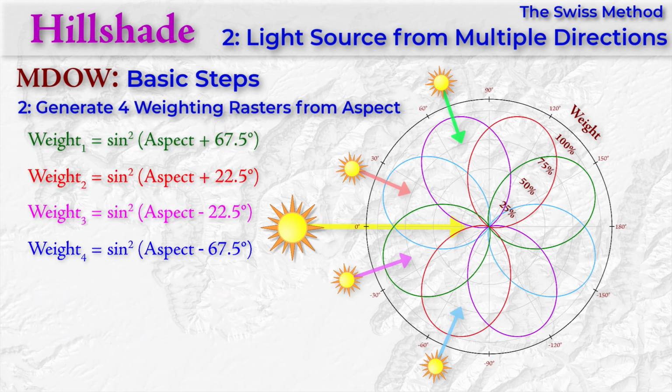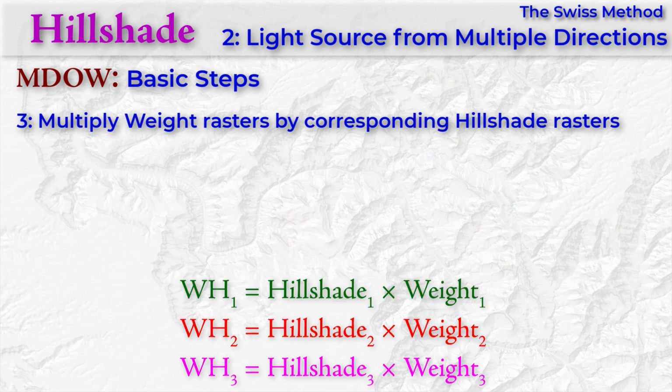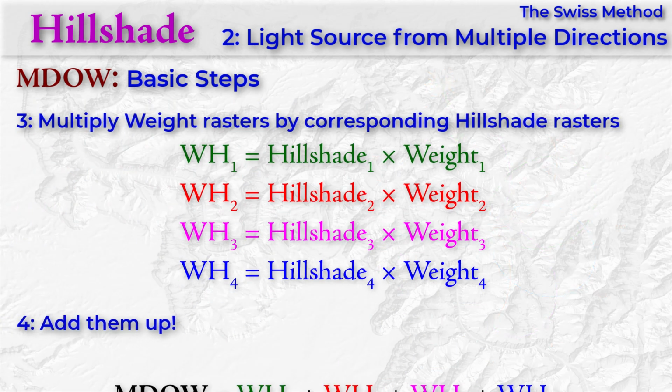Then you take the sine squared of that, which basically means to subtract the hillshade direction from the aspect value, take the sine of that, then square the sine. So now you've got a raster of weight values for this hillshade. Multiply the weight raster by the hillshade raster for each of the 4 hillshades and add them up.